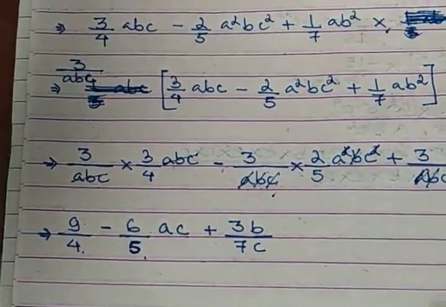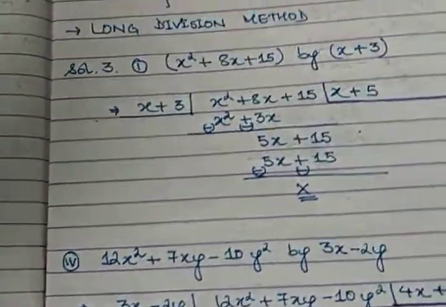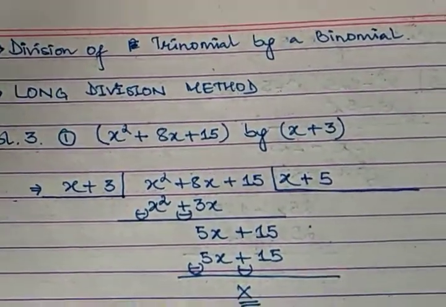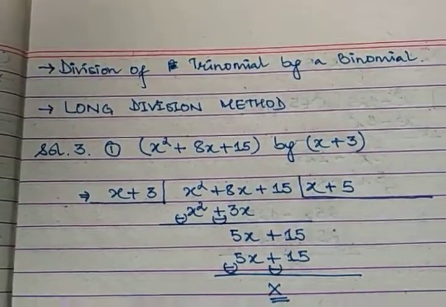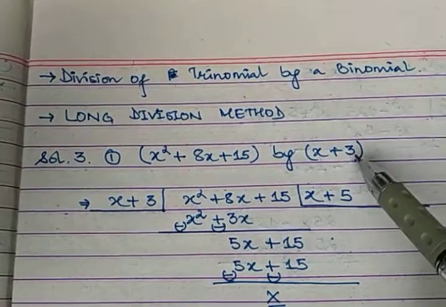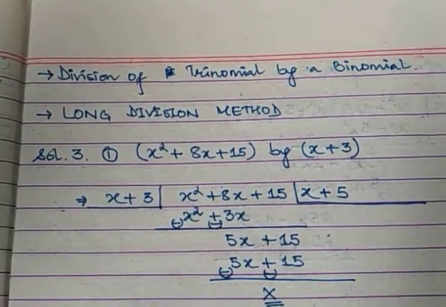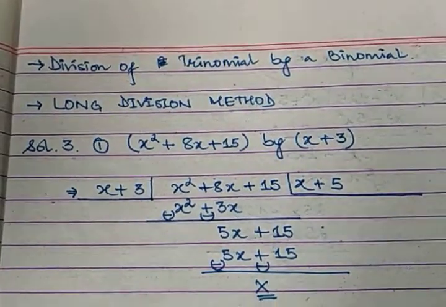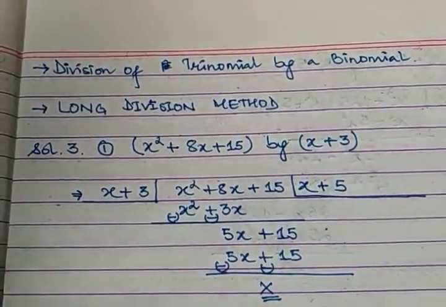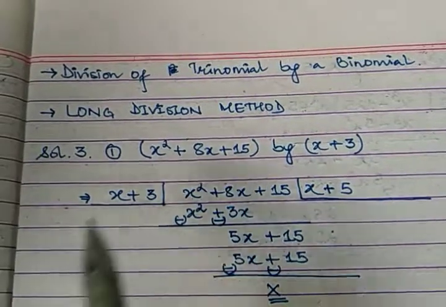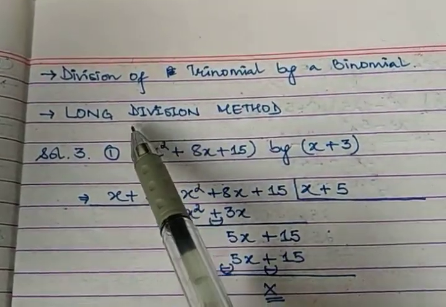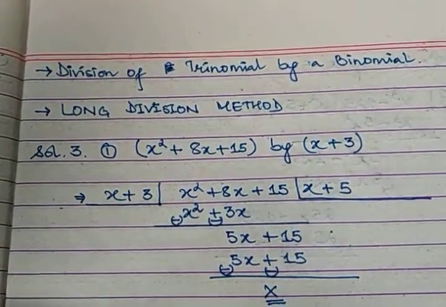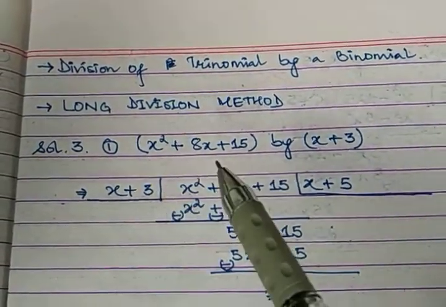Okay, now comes the important part. Division of a trinomial by a binomial. Now this one is very important, because now we have a divisor that is a binomial, 2 terms. If the divisor is a binomial, 2 or more than 2 terms, you cannot go with the previous method. Remember that. It can only be done with the long division method. In your level it can only be done with the long division method.